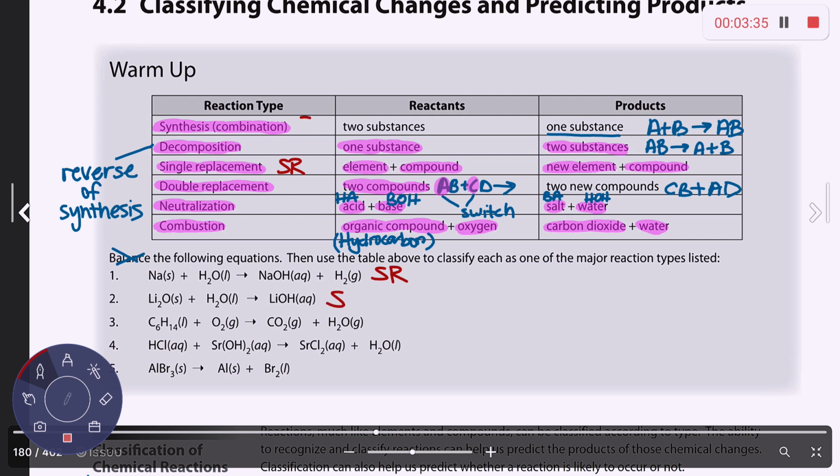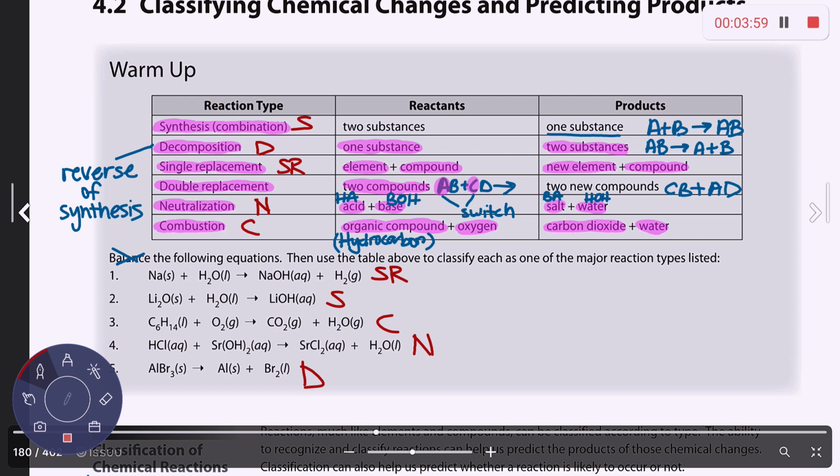Synthesis, perfect. I'm going to put an S for synthesis. And then for number 3. Combustion, okay. And then number 4. Neutralization. Yep, neutralization. And then number 5, decomposition. Awesome. Easy-ish. Okay, let's go on.